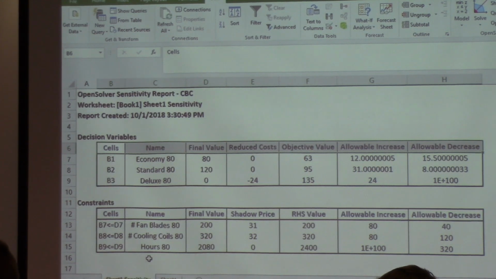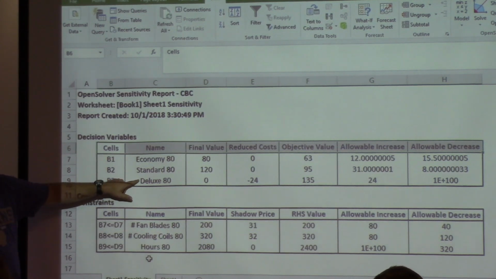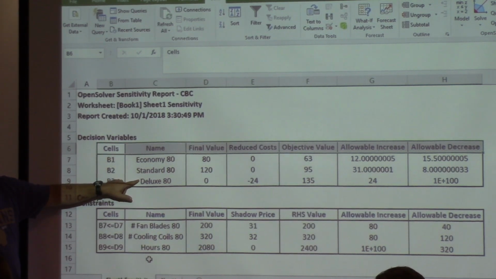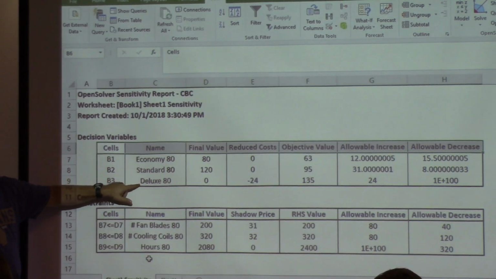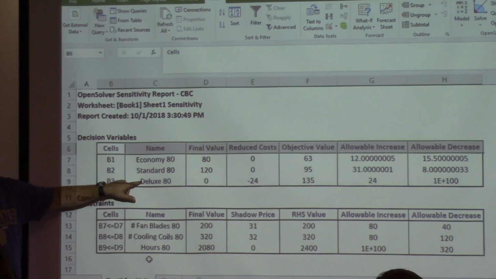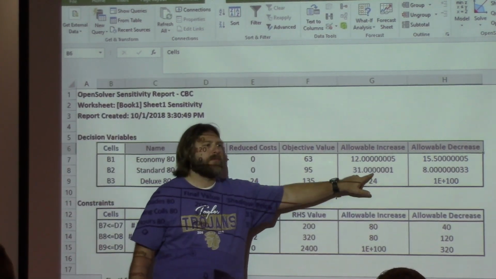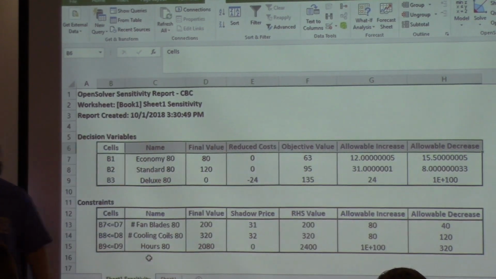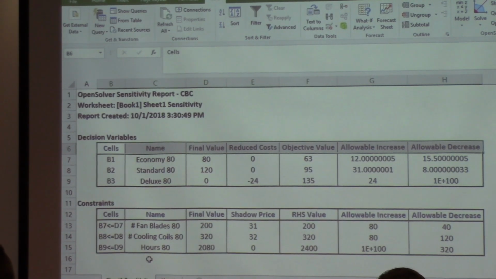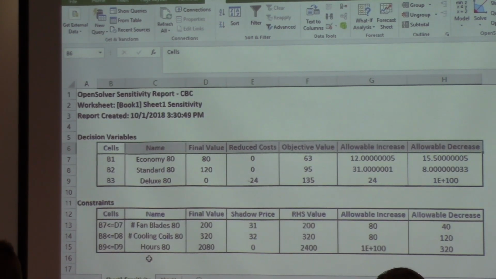Then we added 2 additional questions, a part E and part F that weren't in your textbook, which was how far does this coefficient have to increase in order for you to be able to start building deluxe models? And the answer there is 24. You have to make at least a profit of $159 before it's worth building those deluxe fans.